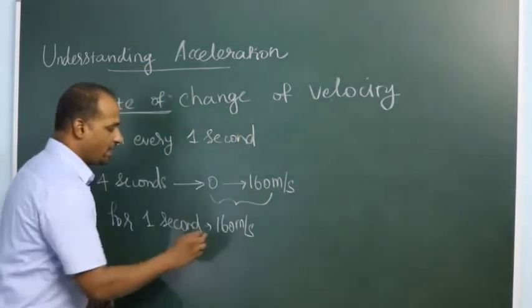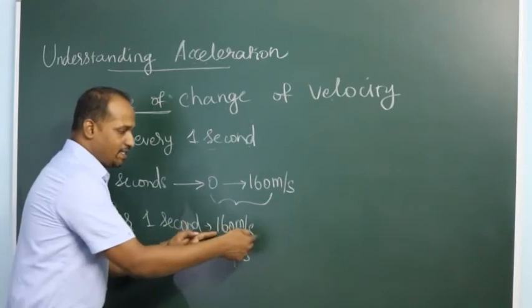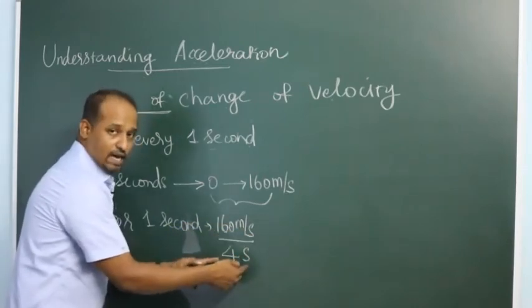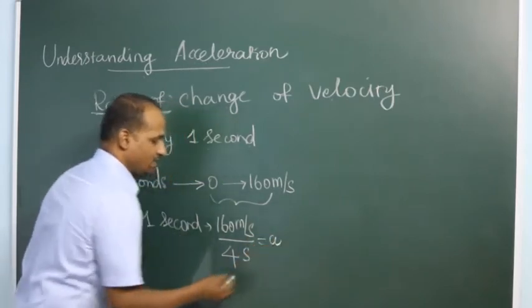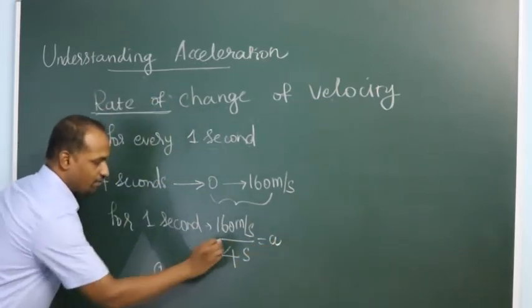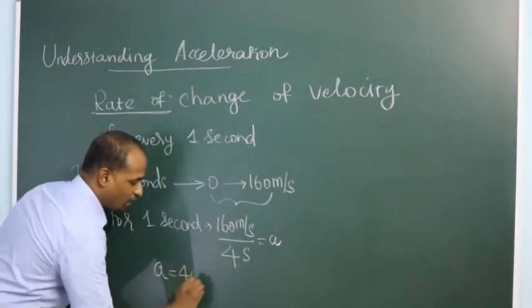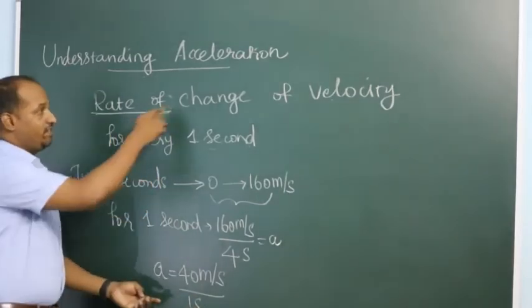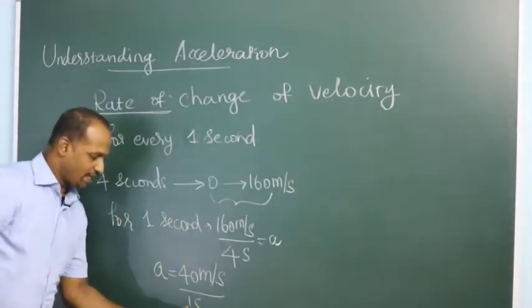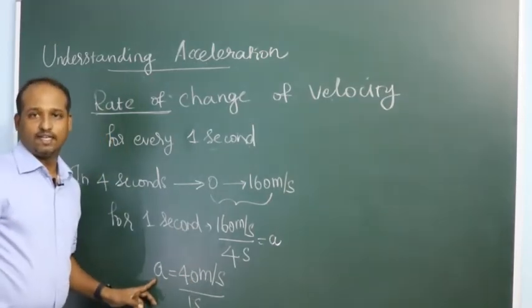How do you find that? It is 160 by 4 seconds. If you divide the change in velocity by the amount of time taken, that is equal to acceleration. Here the acceleration of that jet has come out to be 160 by 4, which is 40 meter per second per 1 second. This definition has come out, you see. For 1 second, how much change in velocity is taking place, that is called acceleration.